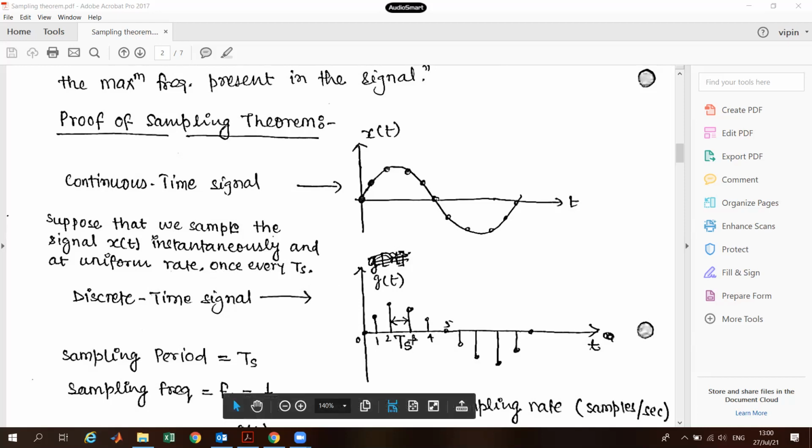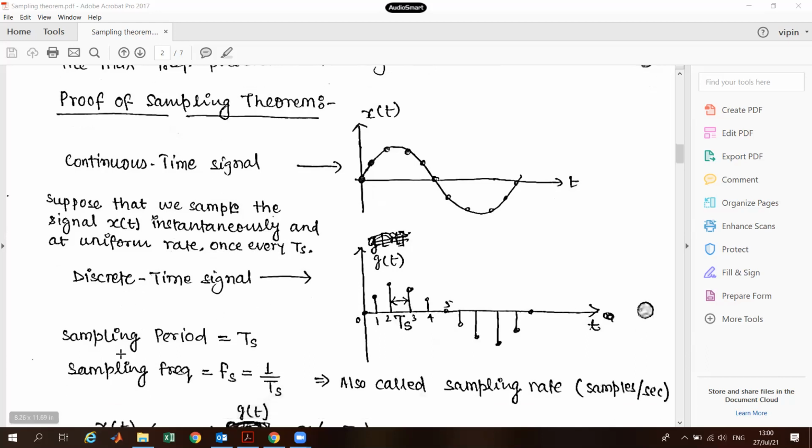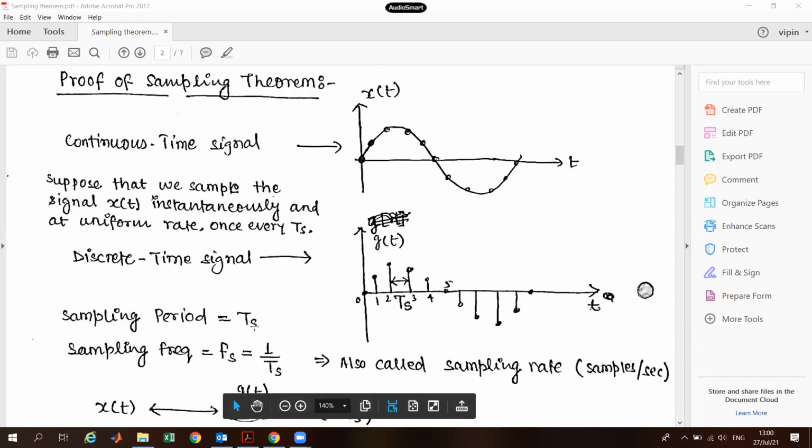So this is our sampling time, or you can say the difference between two samples. This Ts is basically equal to 1 in this case. So we can say the sampling period is equal to Ts. Now we are generalizing it. Earlier I explained it with respect to 1, 2, 3, 4.